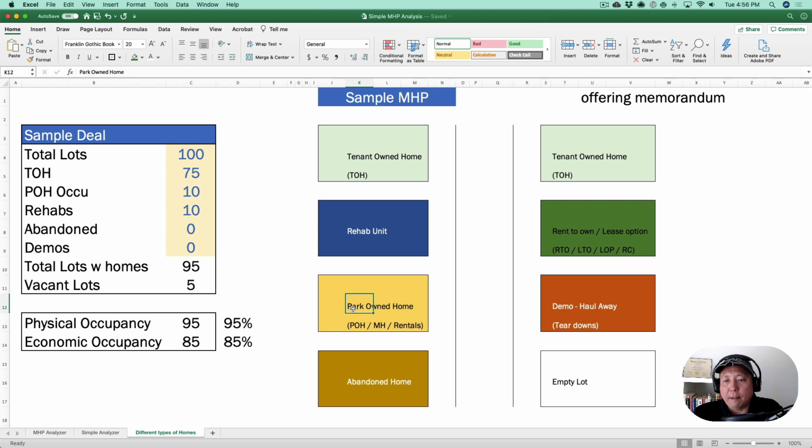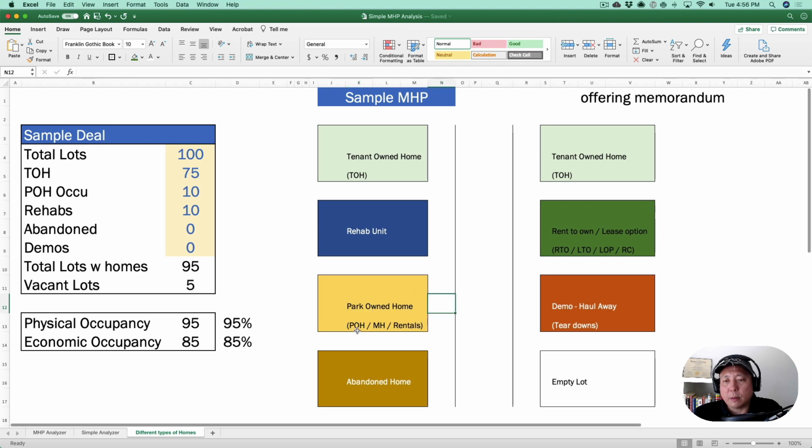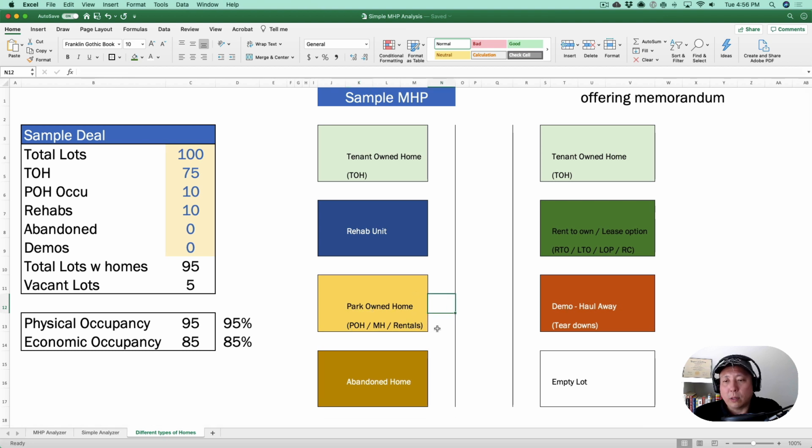You have park-owned homes, also known as POH, mobile homes, or rentals. So these are homes that the owner owns and they're renting them out. And this is essentially just like having apartment units that are being rented out, and they essentially work the same. Abandoned homes. These are homes that were formerly owned by tenants, and the tenants have left. And now you have to go through the process of gaining title so that you can deal with the mess they left behind.